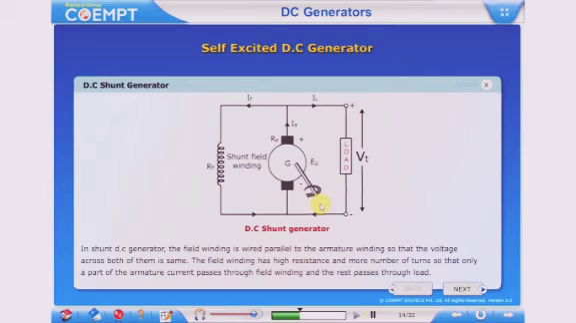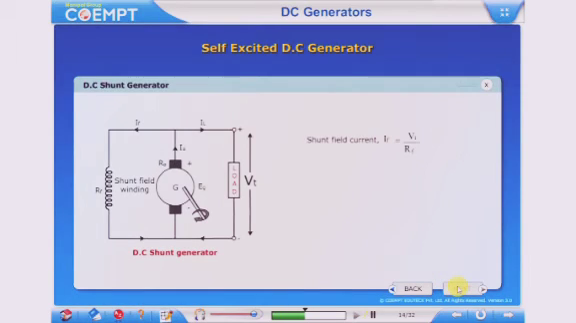Shunt field current If is equal to Vt divided by Rf. Armature current Ia is equal to IL plus If. Terminal voltage Vt is equal to Eg minus Ia Ra. Power developed in the armature is equal to Eg Ia. Power delivered to the load is equal to Vt IL.